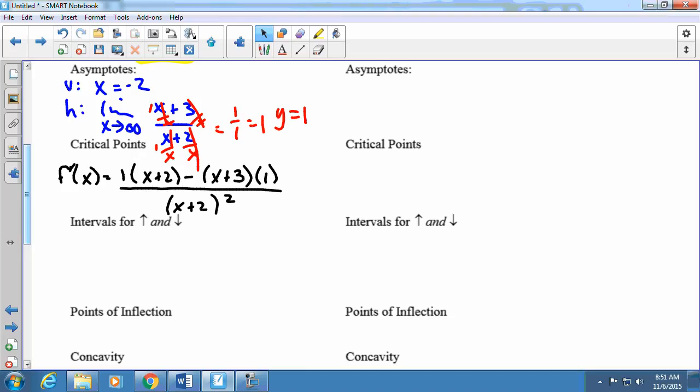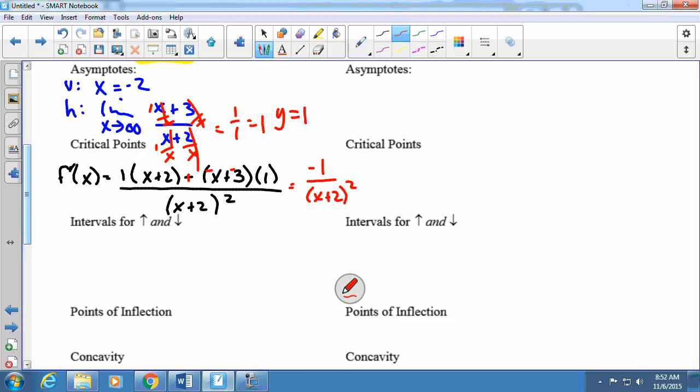So if I start to simplify this, let's see, I'm going to distribute this negative here, and it goes to both the x and the 3. The 1 doesn't bother me. What happens to your x's? And so my numerator turns into -1, my denominator, x plus 2 squared. Okay, so what do I need to do with that? Okay. Is that fraction ever equal to 0? So does that mean I don't have critical points? So f prime of x is never equal to 0.